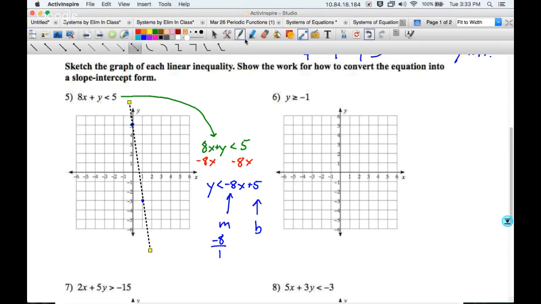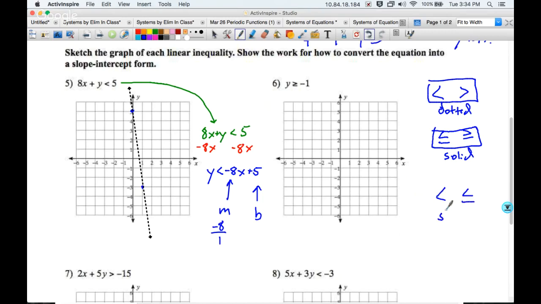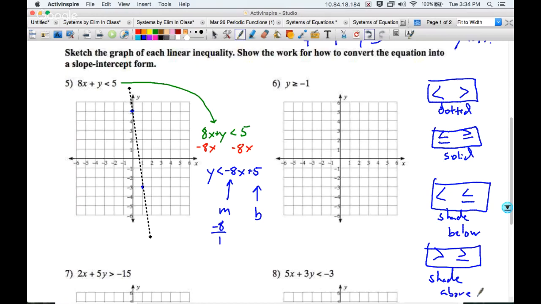And just so you have that, let's write that on the side of our homework so we can just always remember. Less than, greater than, those are dotted. Less than or equal to, greater than or equal to, those are solid. And while we're at it, less than or equal to is to shade below. Less than, lower, and greater than or equal to tells us to shade above.